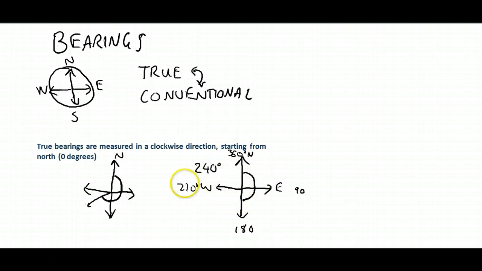But for 240, it's not going to make it to 270. It's got to be a bit less than that, but it's past 180. So it's going to be about here roughly. That's going to be a bearing of 240 degrees, a true bearing of 240 degrees. It's going to point in that direction.